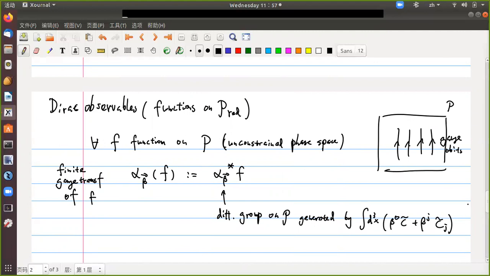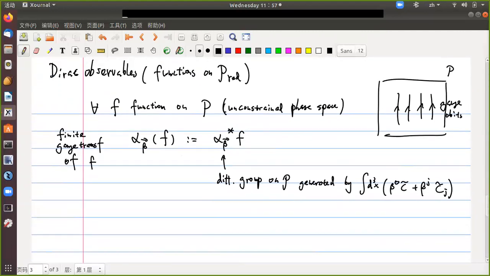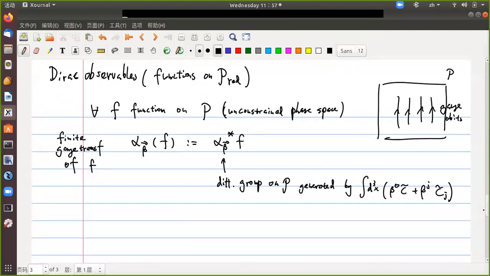And then you can talk about the pullback of a function, or diffeomorphism acting on a function, and so on. In ordinary language of field theory, when you have gauge transformation of variables, it gives you gauge transformation of arbitrary functions, because arbitrary functions are functions of the variables of your fields. All right. Anyway, let's consider gauge transformation of an arbitrary function on the unconstrained phase space.